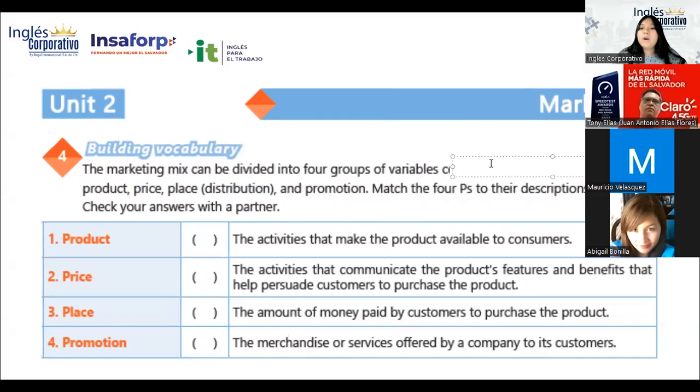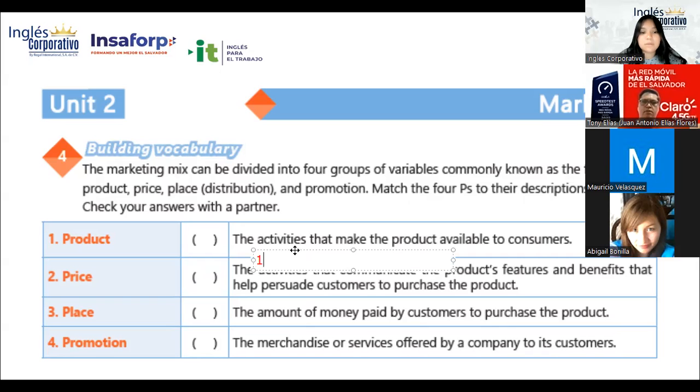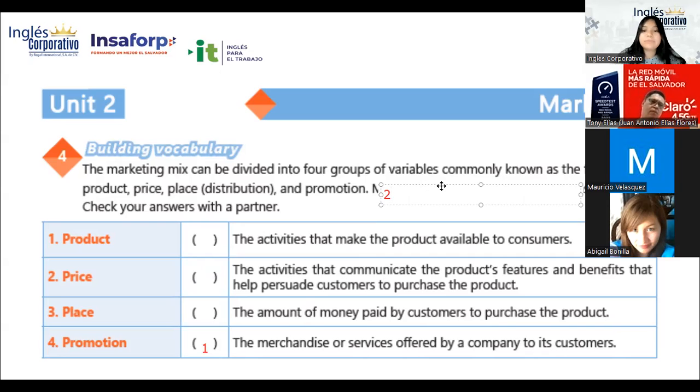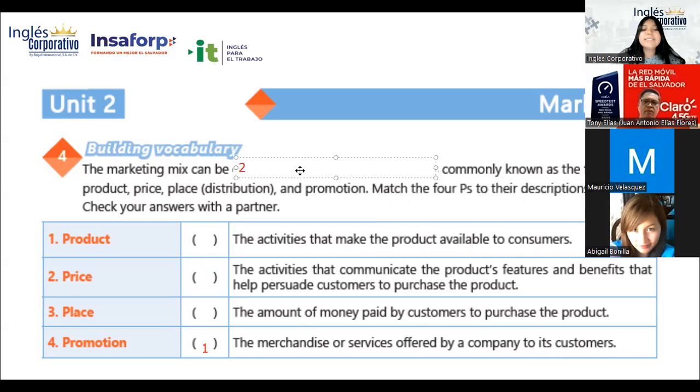Okay, thank you. Okay, guys. Number one, what is product? What is the definition for a product? The merchandise or services offered by a company to its customers. Excellent. So here we go. Number one. Excellent. Price. The amount of money paid by the customer to purchase the product. To purchase the product. Very good. And what is place?